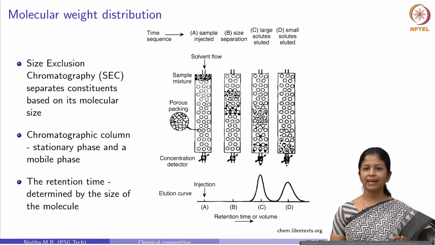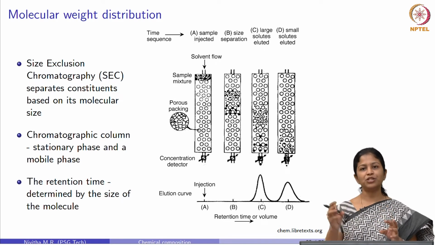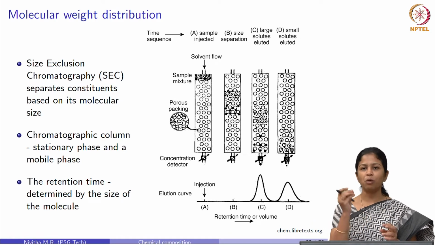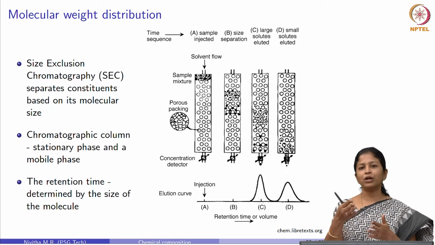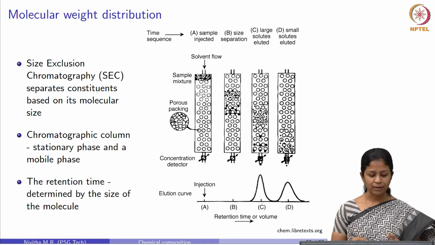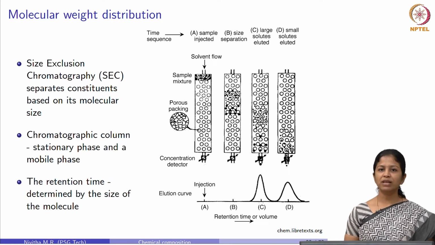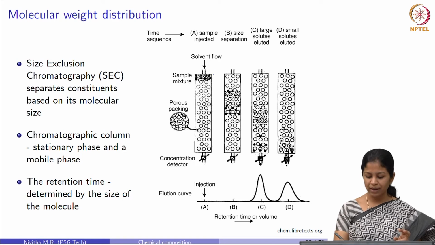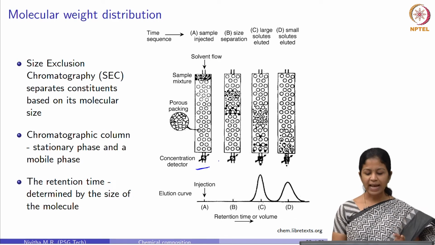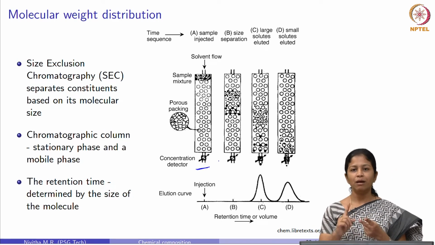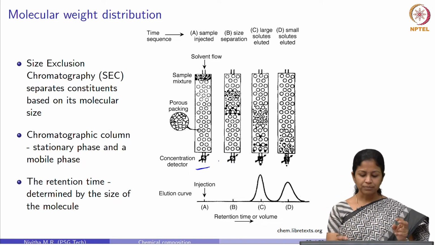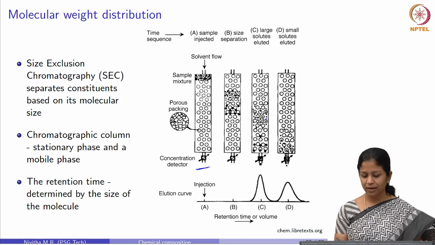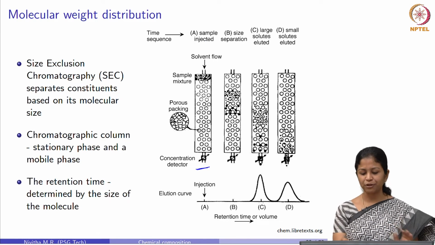This is a technique which is used to separate the constituents of bitumen based on their molecular size. Once we separate them based on their molecular size, we can calculate their molecular weight. For this purpose, we use a chromatographic column. This chromatographic column is something like what is shown here. It has a stationary phase and a mobile phase. So let's start with this figure. Let's move from the left end to the right end.